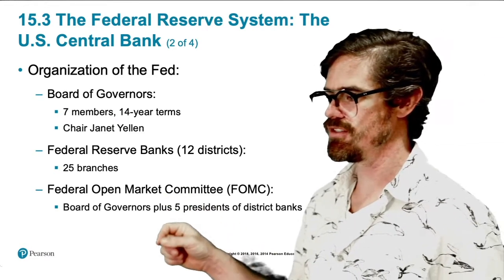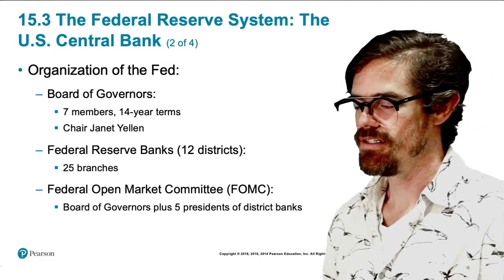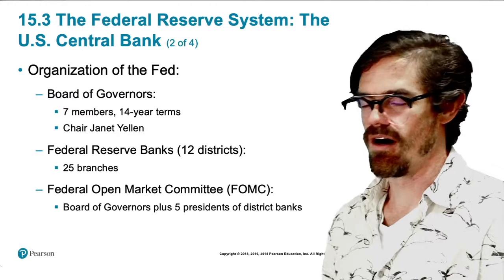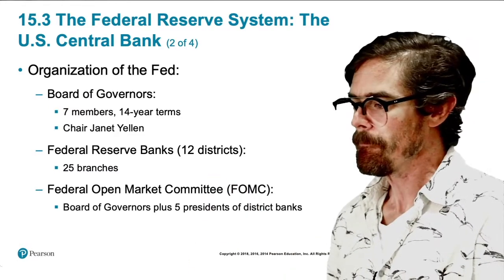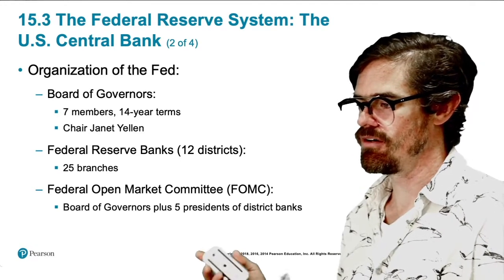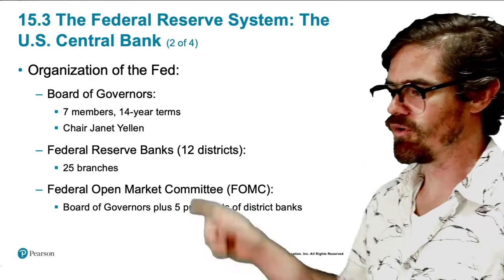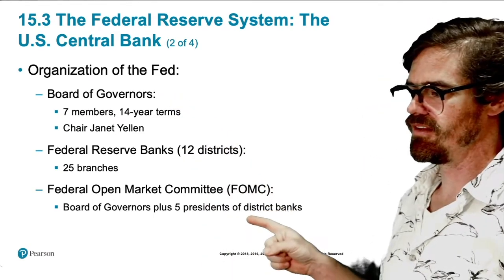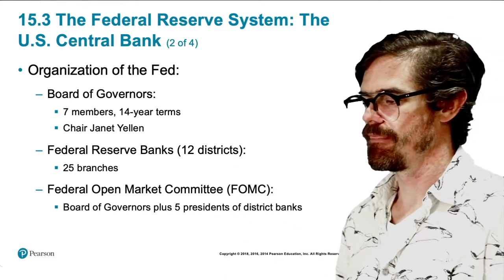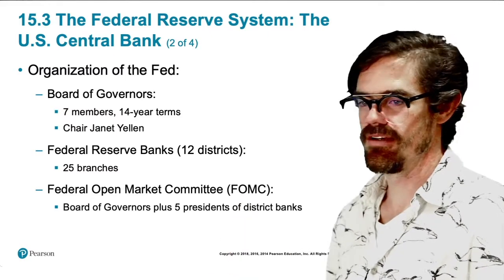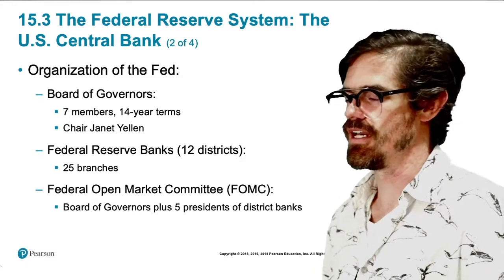And then there are several Federal Reserve banks dispersed throughout the country. There are 25 branches in 12 districts. We actually have one here in Atlanta. Our bank in Atlanta is the bank for the Southeast District. And then there's something called the Federal Open Market Committee, or the FOMC. It includes the Board of Governors, plus 5 presidents of the 12 district banks. This is the main governing body that determines the course of monetary policy action.